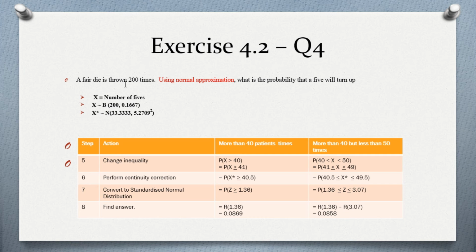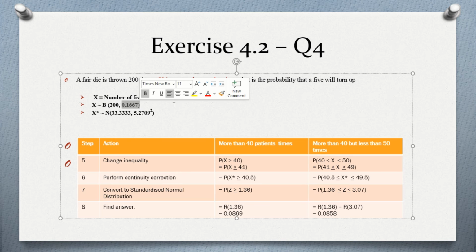A fair die is thrown 200 times using normal approximation. So your n is 200. What's the probability you get a 5? 1 over 6, right? So you change it into 4 dp here. Why do I ask you to do that? Because you're going to change it into normal distribution and find n times p, so it needs to be in 4 dp. When you transfer your values, it will be accurate. Understand? So you find your mean, you find your standard deviation, and you answer as per usual. All right, there shouldn't be a problem.